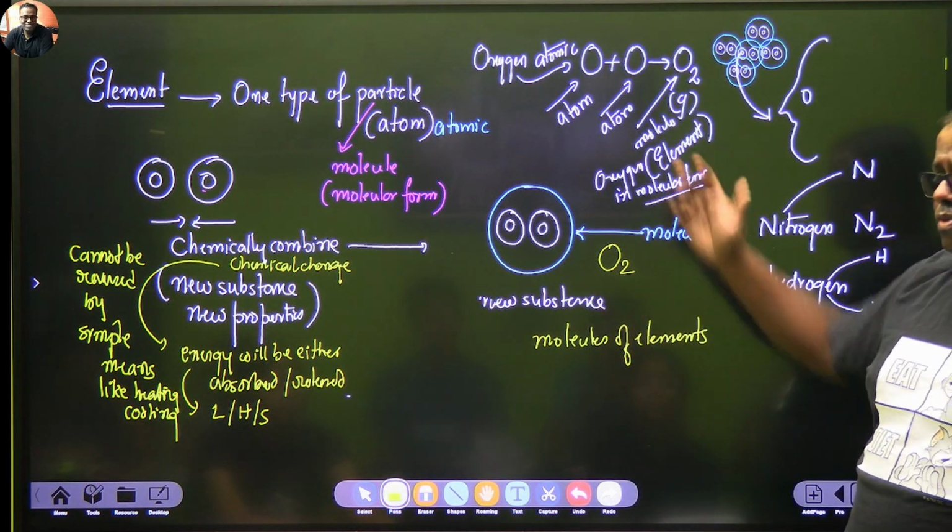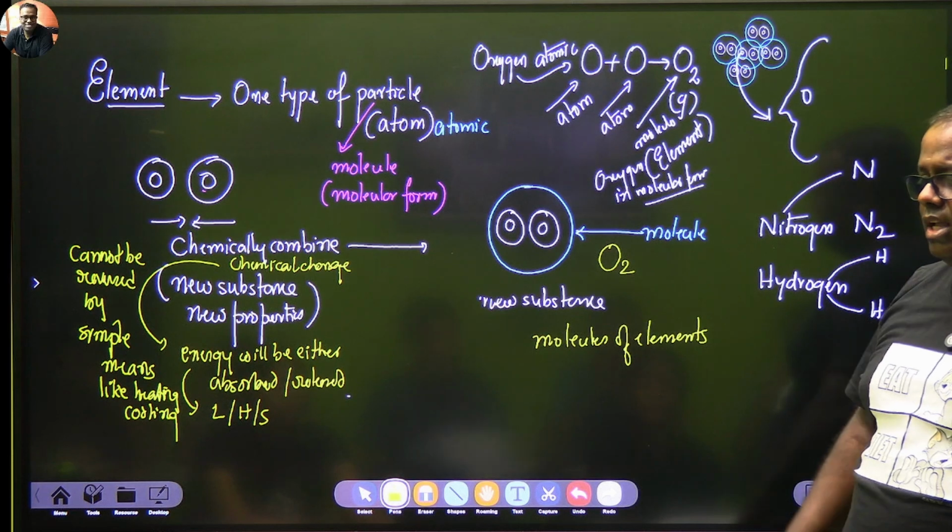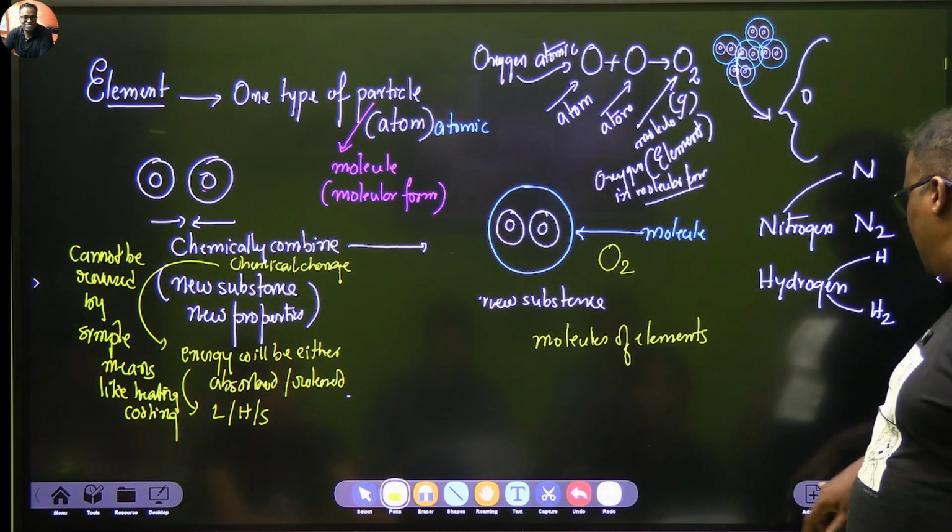Now we will see a little bit of compound. Then we'll try to compare our understanding. जब तक ये clear नहीं होता है ना, आपका chemistry clear नहीं होगा. चलिए, हाँ.